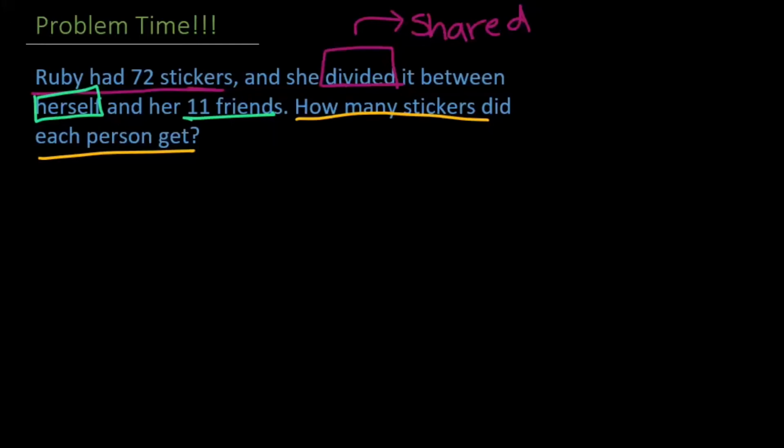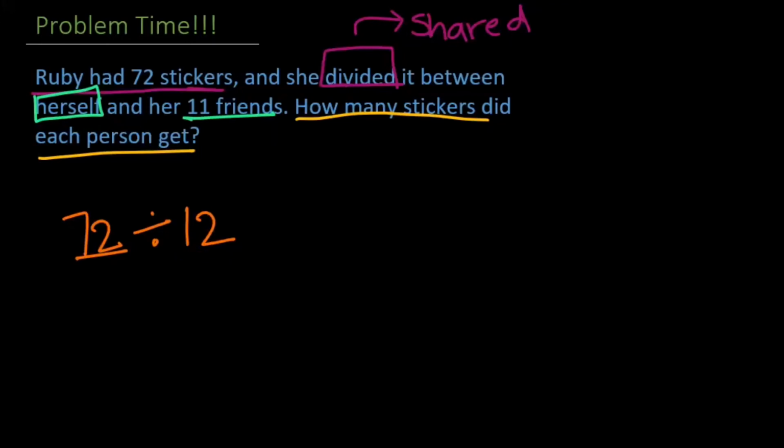Anyway, as we discussed earlier, we have 12 people counting Ruby because it says herself and her 11 friends. So herself, which is one person, 1 plus 11 is 12. We have 12. And she had 72 stickers. Ruby had 72 stickers. So that basically means she had 72 stickers and she divided it, or she shared it between herself and her 11 friends. So 12 people in total. She had 72 stickers, and she divided it between 12 people.